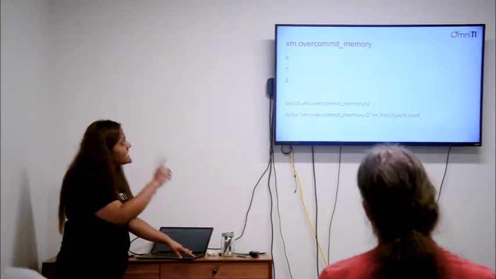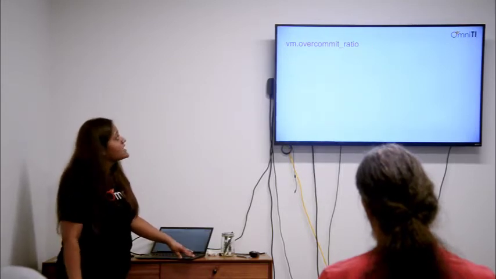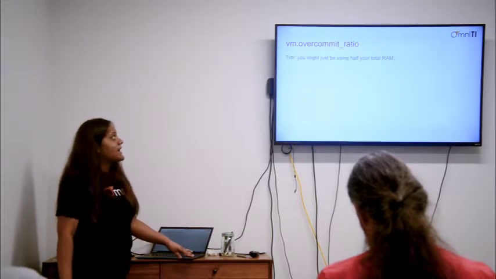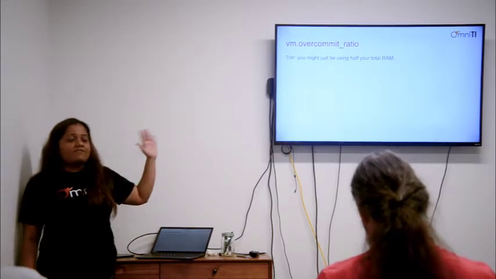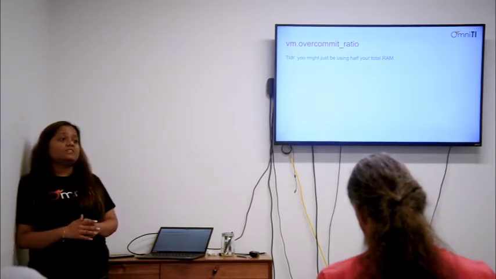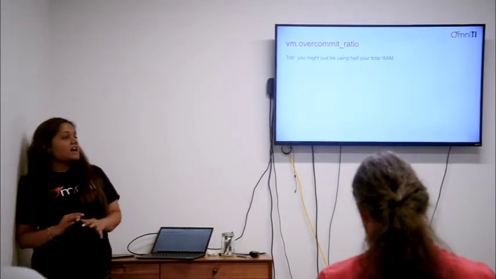But if you're setting it to 2, which you should for a production database dedicated server, do look at the overcommit ratio. And this is what I got bitten by. Basically, if you have your overcommit memory set to 2, it is very likely you're only using half of your RAM. Your database is only using half of your RAM. That's just as bad as it sounds.